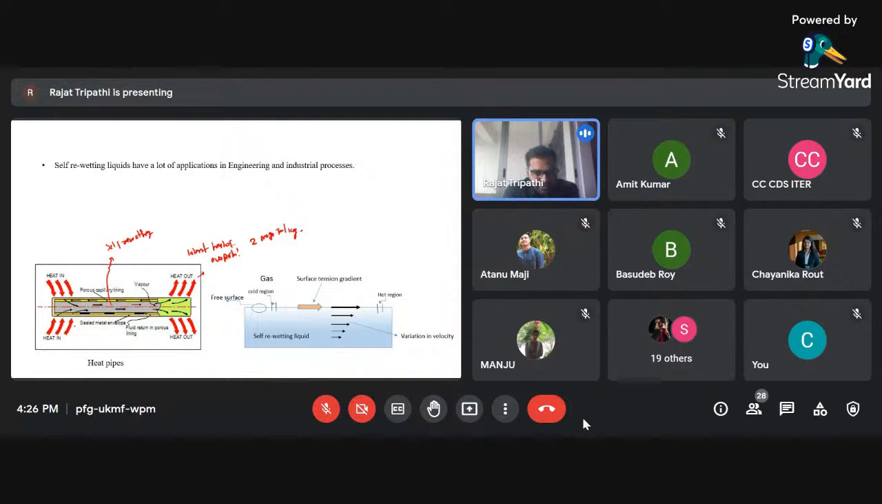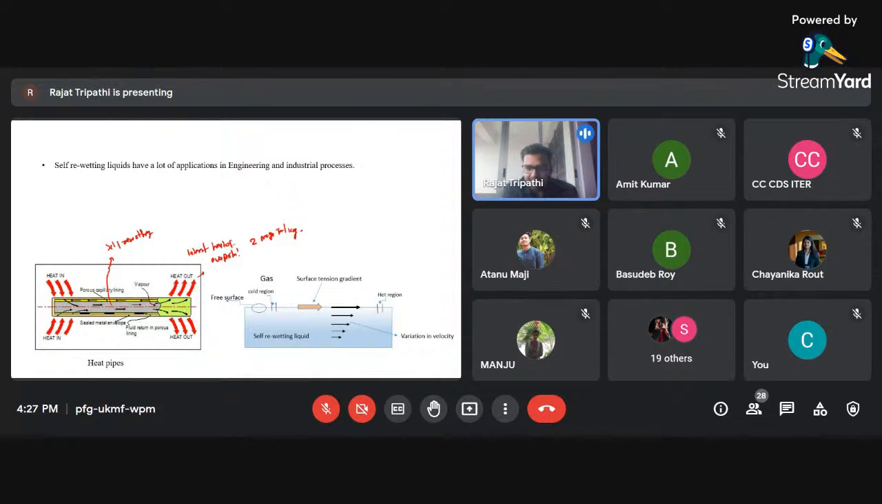Okay, so if you use a self-rewetting fluid, even though you increase the temperature here, the surface tension here is higher, and therefore the liquid does not travel to this end, it stays here. And once the liquid stays here, the vaporization cycle continues and heat gets transferred. Okay, so study of self-rewetting fluid in this context, or for the context of heat transfer, is really important.